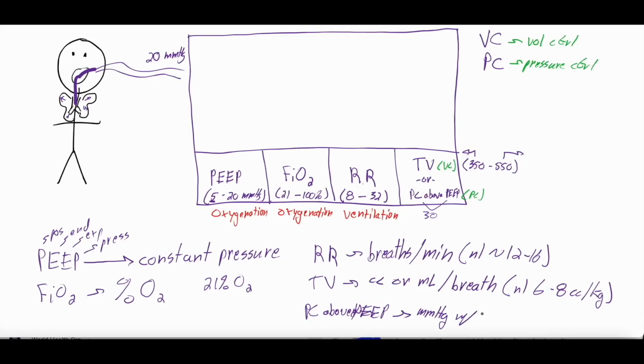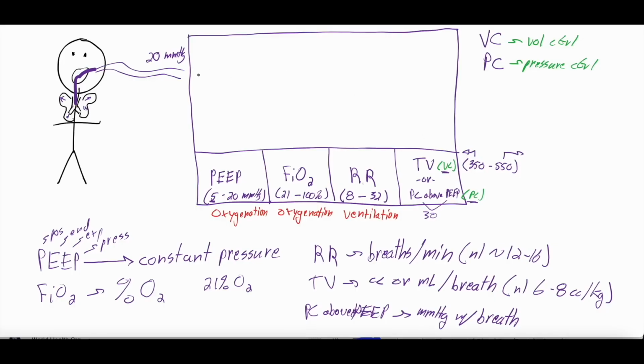pushing with each breath. And as we've talked about in previous videos that you can check out, when they're in a pressure control mode, you're not able to set a tidal volume, right? The four settings would be PEEP, FiO2, respiratory rate, and pressure control above the PEEP. When you're in volume control, you don't set a pressure above the PEEP. You just set the PEEP, FiO2, respiratory rate, and tidal volume, right? So this box here is going to be either tidal volume or pressure control above the PEEP, depending on if you're in a volume control mode or pressure control mode.